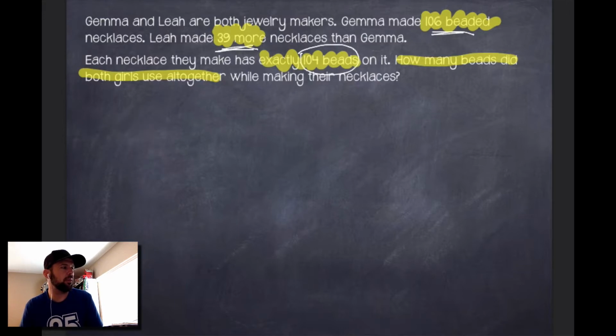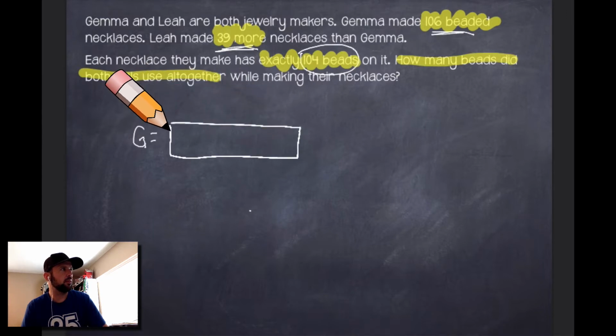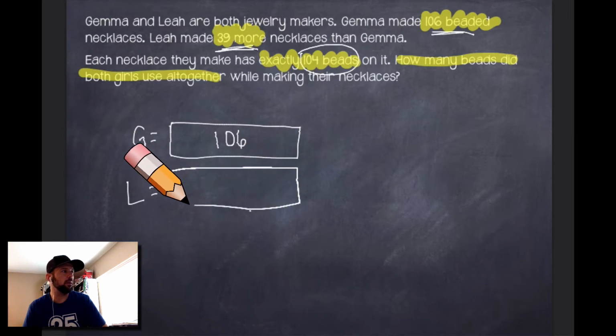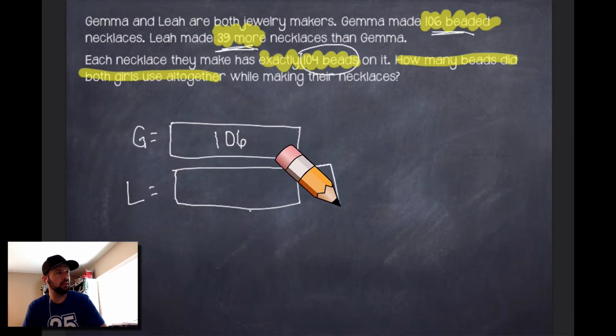So let's start to map this out. Again, you guys know me by now, or hopefully you do. But I like to draw pictures to help me get things straight here. So I'm going to do this for Gemma here. She made 106 beaded necklaces. So we know she made 106 necklaces. Leah made 39 more necklaces. So she made the same amount as Gemma, but then she made 39 more. So basically right there, we're going to have 106 plus 39. That's going to tell us how much Leah made.